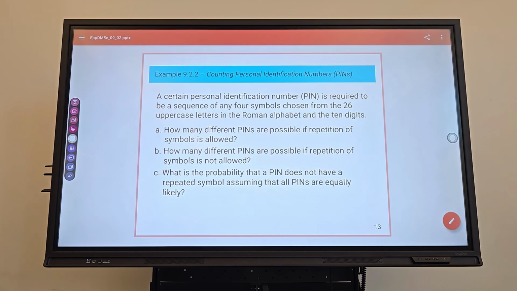A certain personal identification number is required to be a sequence of any 4 symbols chosen from the 26 uppercase letters of the alphabet and the 10 digits. How many different PINs are possible if repetition of symbols is allowed? How many different PINs are possible if repetition of symbols is not allowed? What is the probability that a PIN does not have a repeated symbol, assuming that all PINs are equally likely?